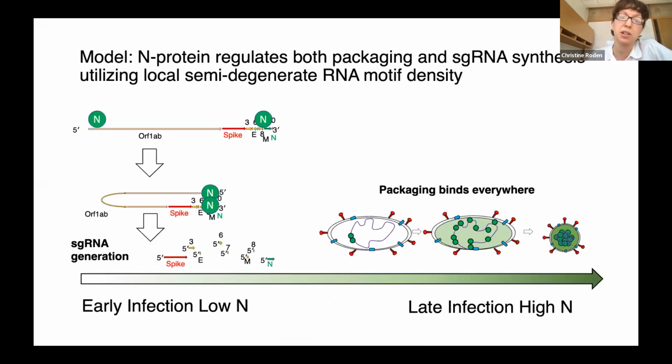So our model is that N protein regulates both packaging and sgRNA synthesis using a semi-degenerate RNA motif density, where early in infection in low concentrations of N, you cluster motifs in order to drive sgRNA production. And in late infection, when you have a high concentration of N, you just bind everywhere, leading to the packaging of the viral genome.